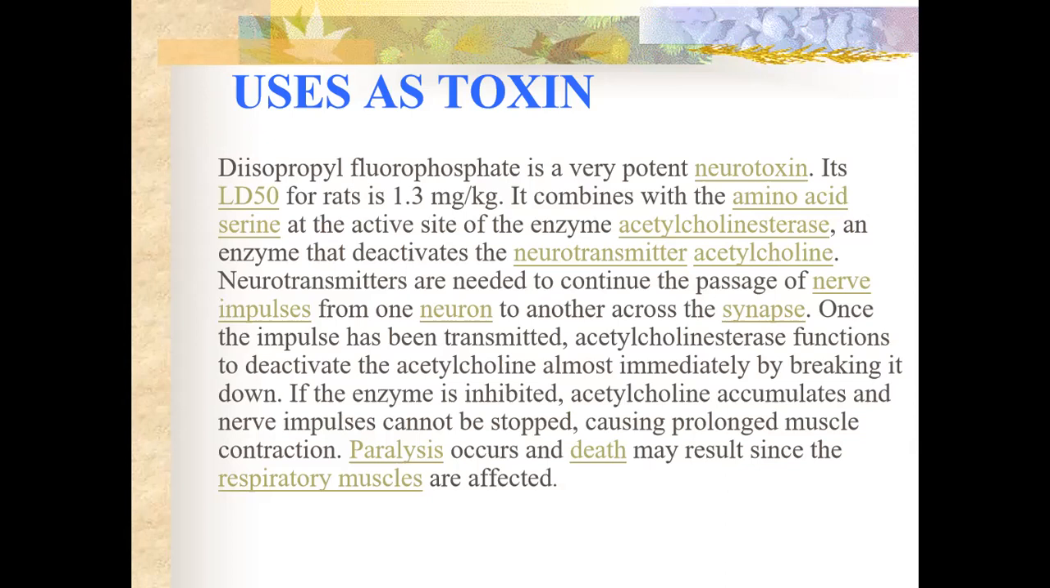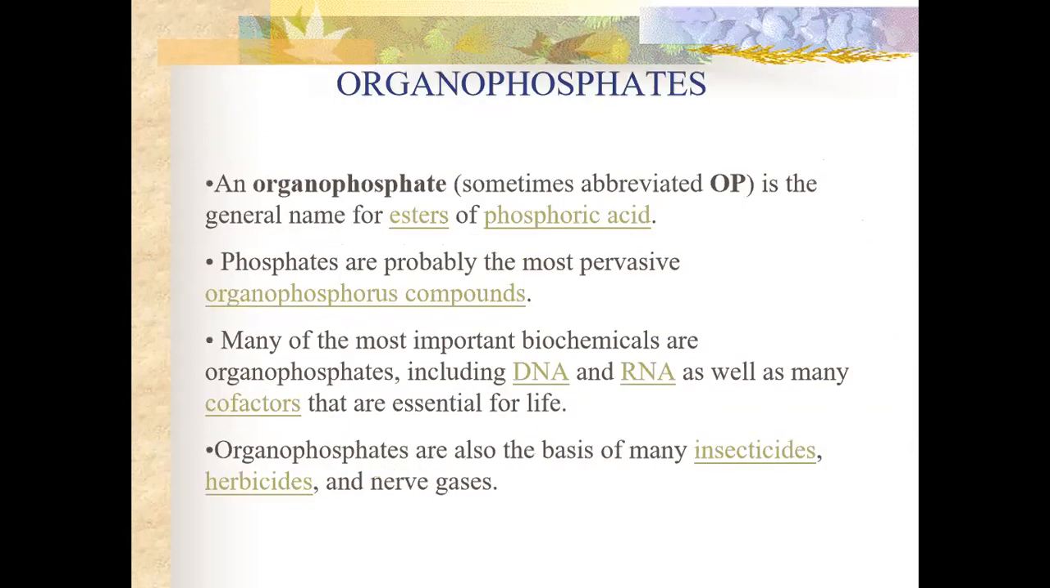hydrolyzes it down. So if the enzyme is inhibited, acetylcholine accumulates and the nerve impulse cannot be stopped, causing prolonged muscle contraction, resulting in paralysis, and death may result since respiratory muscles are also affected. So that is how it acts as a toxin.